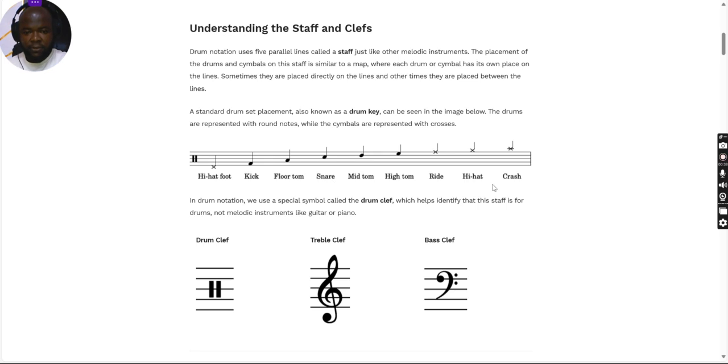So, first of all, this is a staff, a music staff, and it is made up of 5 lines and 4 spaces. And the numbering or the counting of the staff starts from the line below. So you start from here. This is the first line, the second line, the third line, the fourth line, the fifth line. So you start from the down to the top, not from the top to the down.